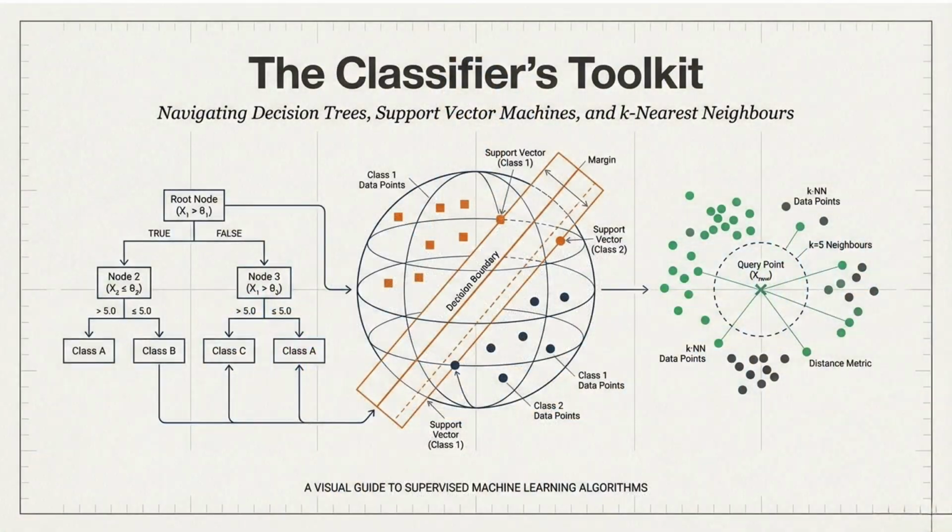Classification models are designed to assign observations into predefined categories or classes. Unlike regression, the output variable in classification is categorical in nature. Decision trees follow a hierarchical, rule-based structure. Support vector machine aims to identify a hyperplane and k-nearest neighbor is an instance-based learning method.